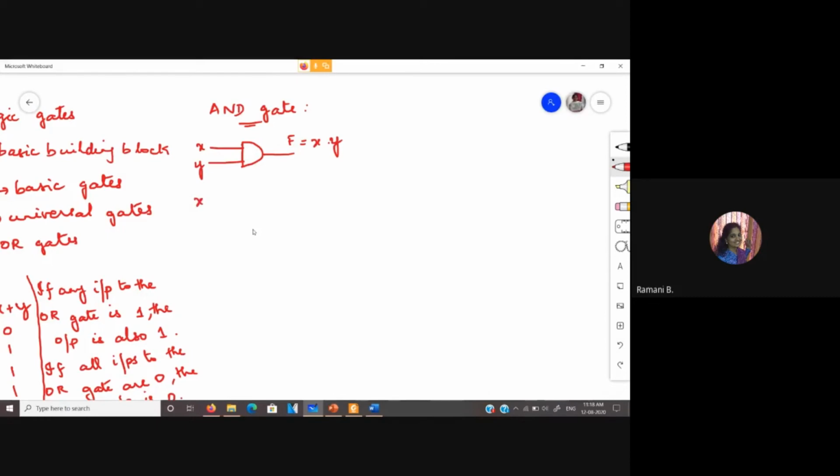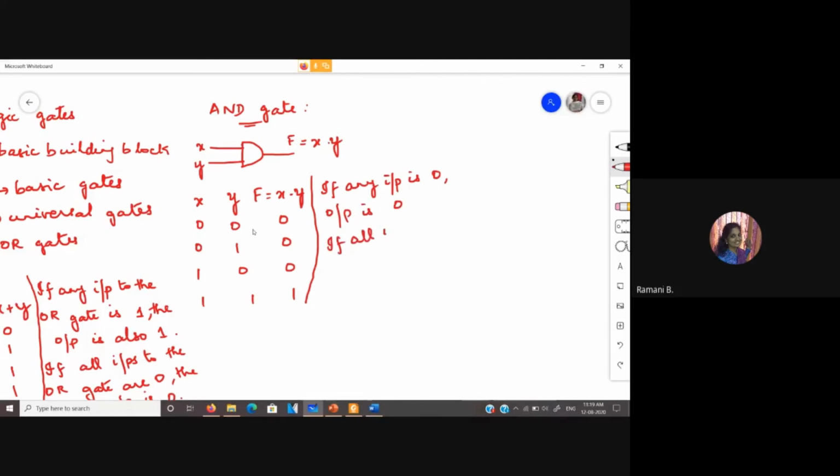So here again, X, Y, and F is equal to X dot Y. So 0, 0 will give me a 0, 0, 1 will give me a 0, 1, 0 will give me a 0, and 1, 1 will give me a 1. Okay? So here for AND gate, if any input is 0, output is 0. If all inputs are 1, output is 1. You need to have that in mind.